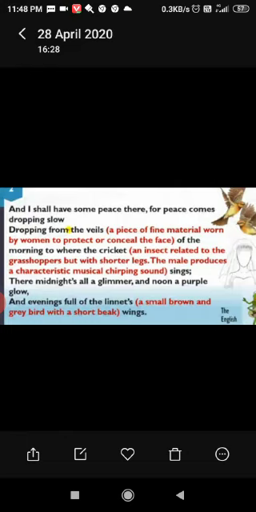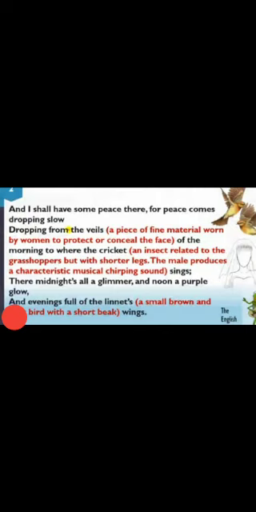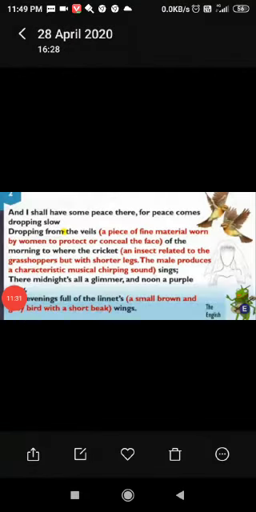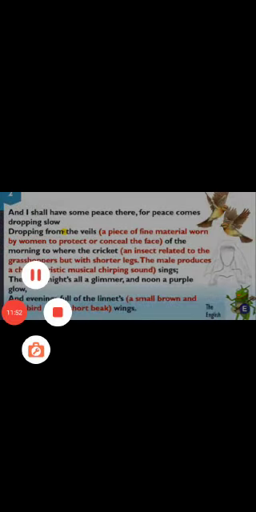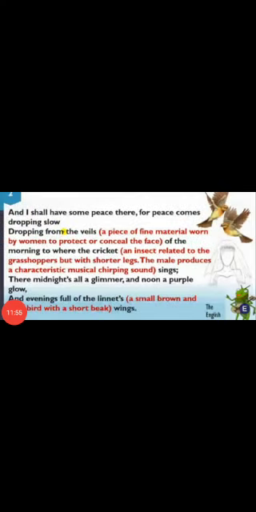Now, in the last line, "and evening full of the linnet's wings." He says that when he sees the linnet bird flying in the sky, then also he will be peaceful. Linnet's wings means when he sees the bird flying in the sky, he will feel peaceful. So in the second stanza, he has told us that when he reaches Innisfree, he will feel peaceful there. And further, he tells us from which kind of things he will get that peace. Three things he has described. You can watch this video repeatedly so that you will easily come to know the meaning of the second stanza.